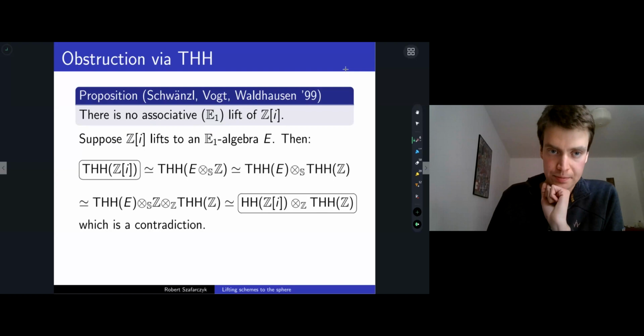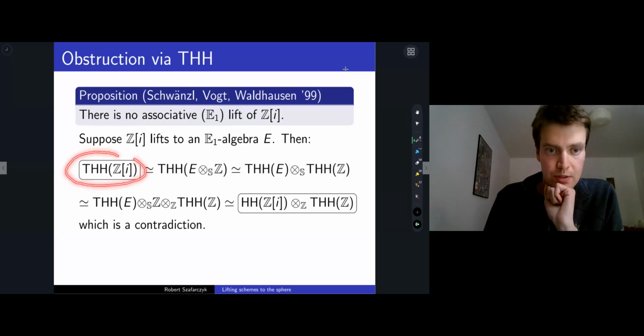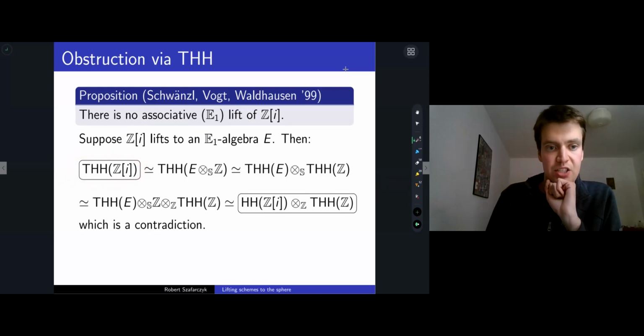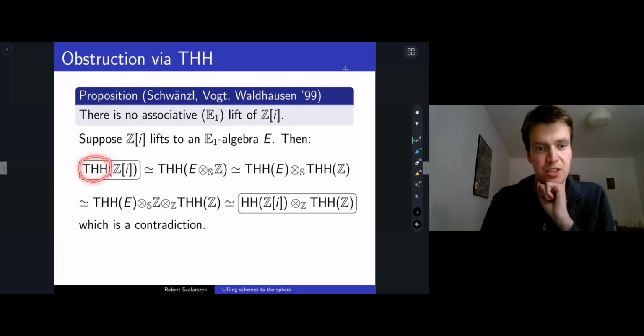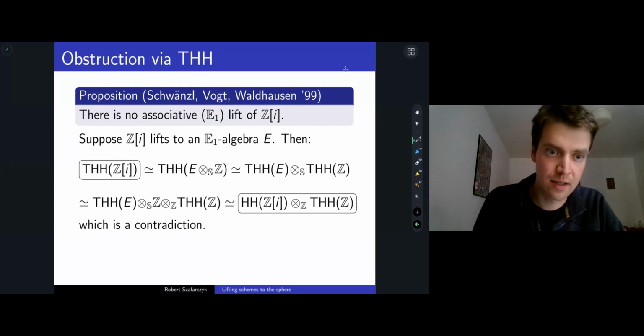And how you do it is that suppose there is a lift, E, and then we can use some base change formulas for THH. So if you don't know what THH is, it's like topological Hochschild homology, but I don't use anything about it. I just need that it satisfies some base change formulas and that we can compute it.